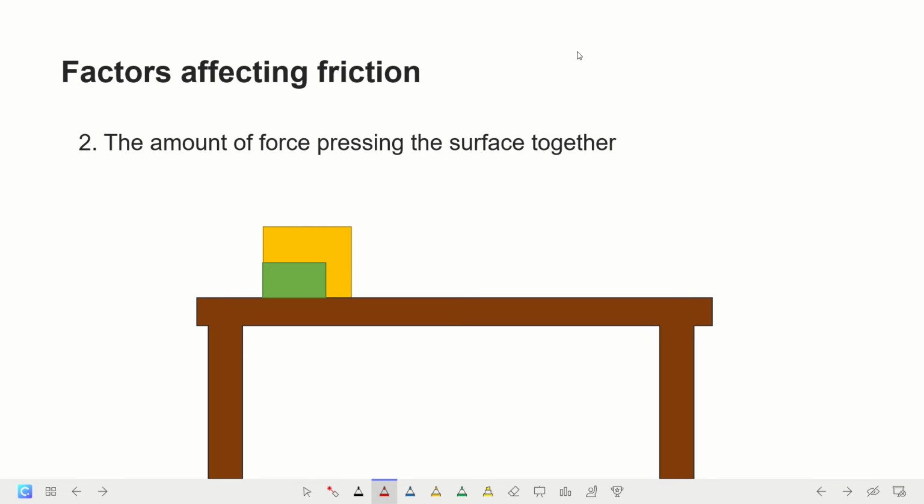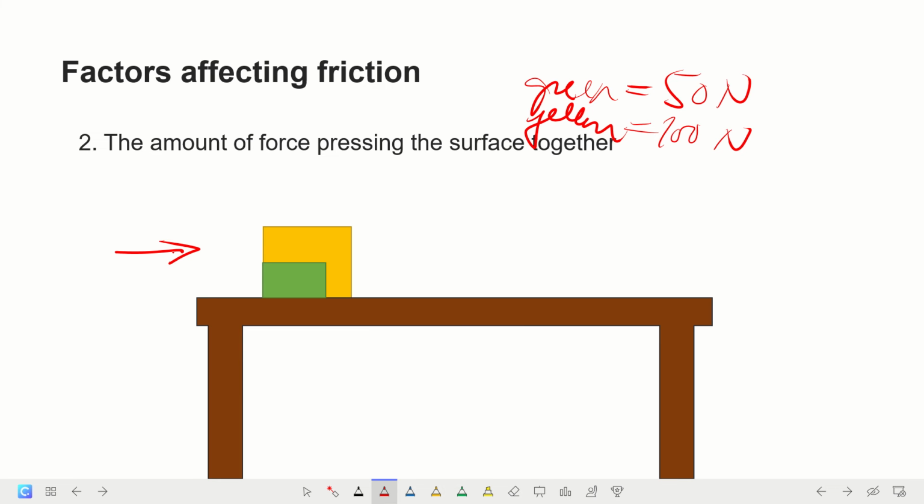So suppose we have here two blocks. One weighs, for example, the green one weighs 50 Newton, and the yellow one weighs 100 Newton. If we apply the same amount of force to these two blocks, we know that one of the blocks will move faster and will cover greater distance. That block that travels farther and moves faster will, of course, be our green block, which has lesser weight compared to this one.